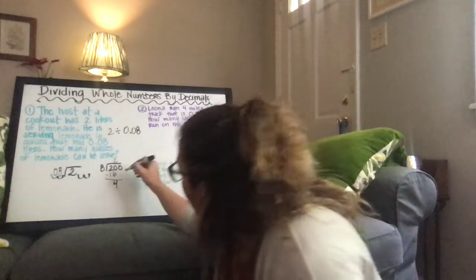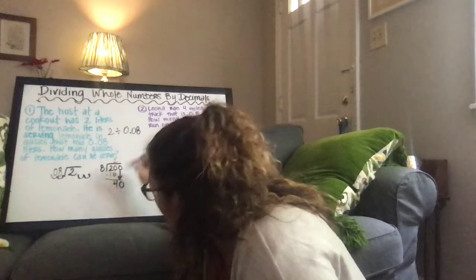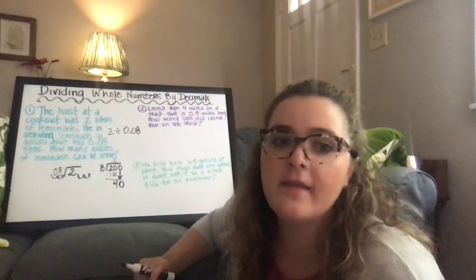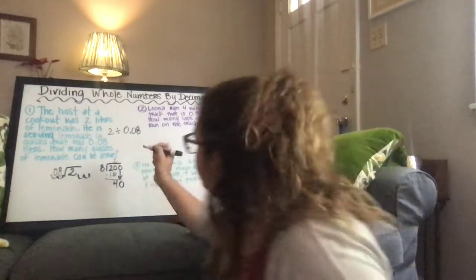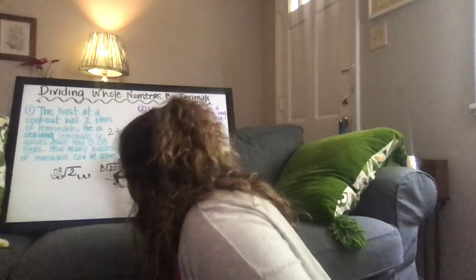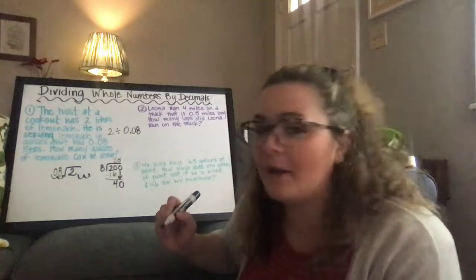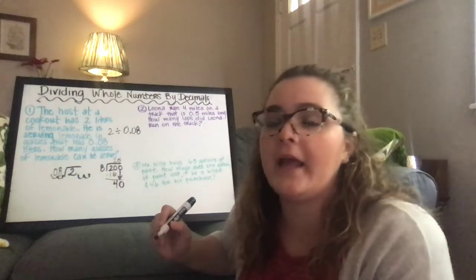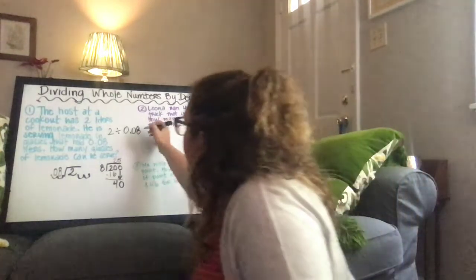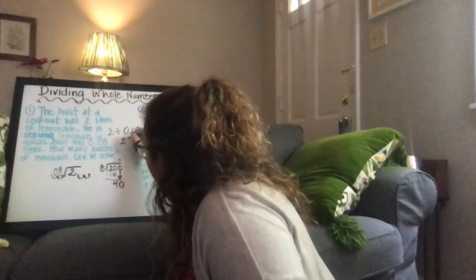All right, now I'm going to carry down my 0 next to my 4. And then how many times can 8 go into 40? It can go into 40 25 times, okay? So when I'm thinking about 2 being divided by 800ths, it gives us 25, okay?